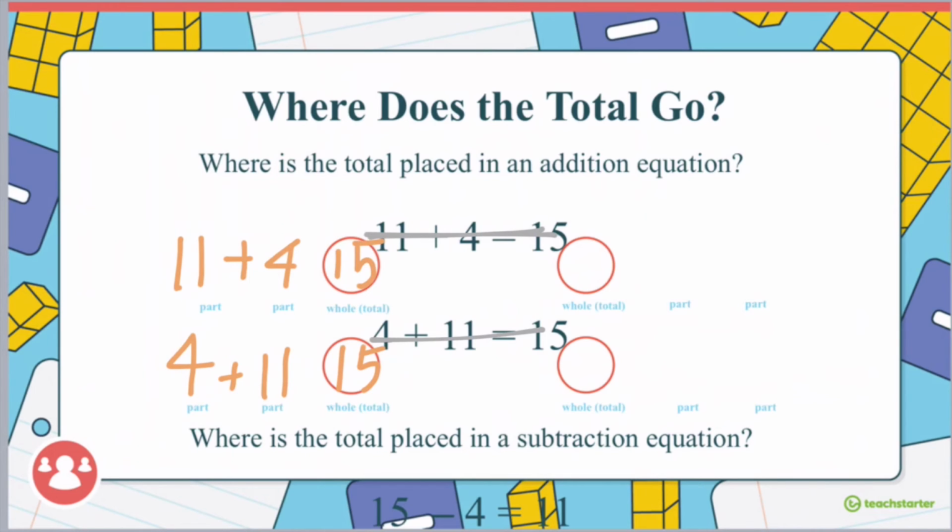When we go to subtraction, where is the total placed? This is something that I noticed yesterday, and I want everyone to take careful notice. When we're doing subtraction, the total is always at the start. So we had 15 balloons in total. We took away the 4 that popped, and we are left with our 11 that stayed blown up. Again, our total is at the start. 15 balloons in total. We have our 11 that stayed up. How many popped? The 4.